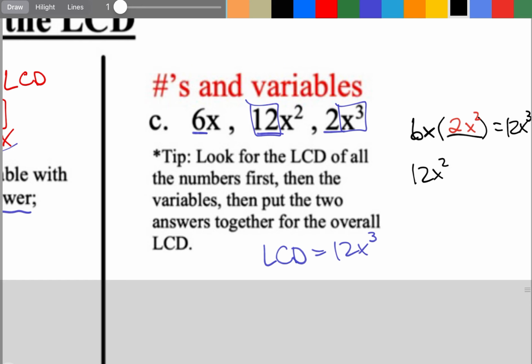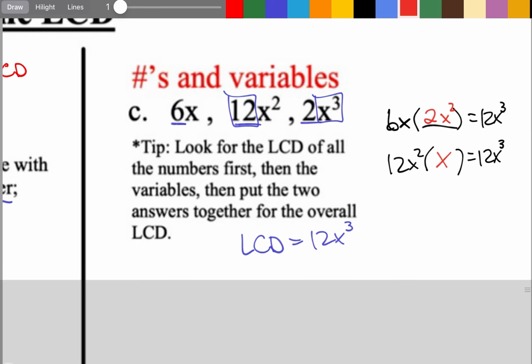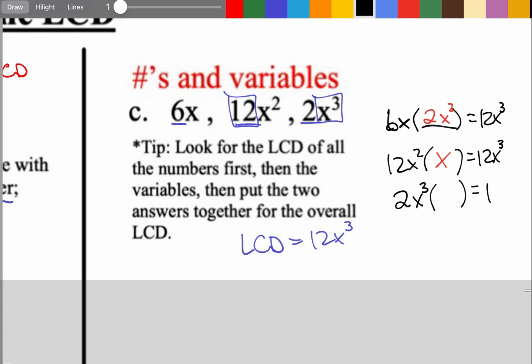12x squared, in order for it to make it to 12x to the third, it will need an additional x. It does not need a number. It already has a number. It just needs an additional x. And last but not least, 2x to the third. What does it need to make it to 12x to the third? It needs very little. It already has x to the third. We just got to change the 2 to a 12 by multiplying by 6, okay?